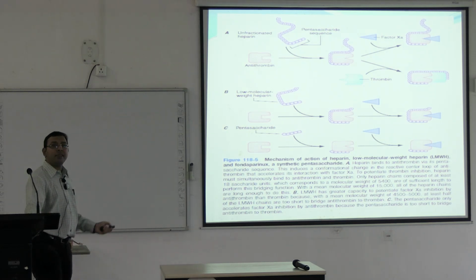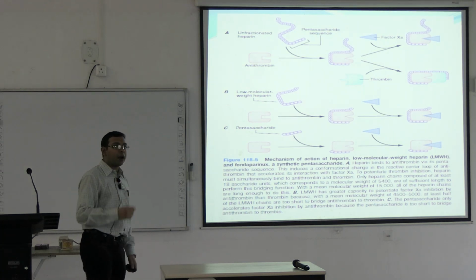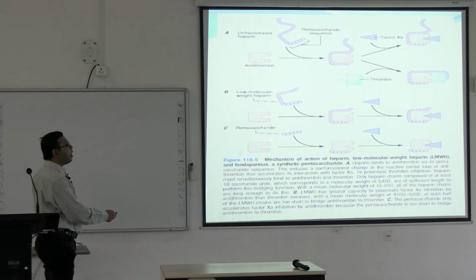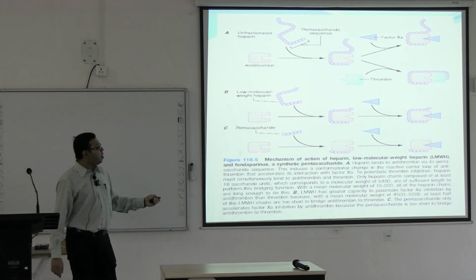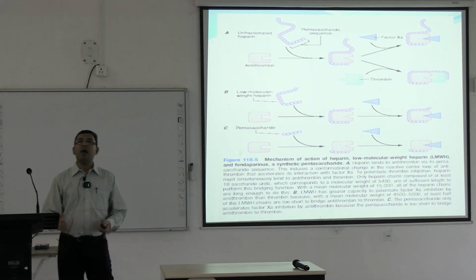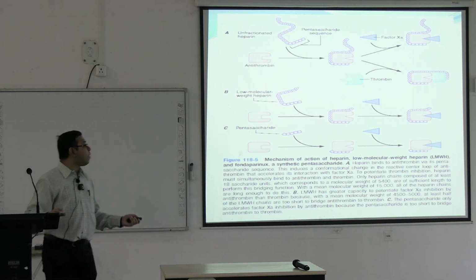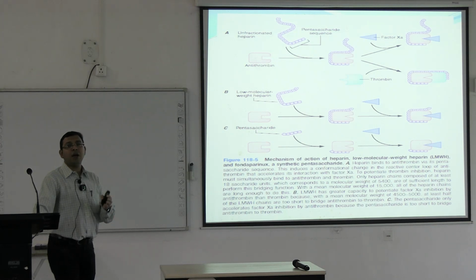Similarly, synthetic pentasaccharide molecules are also formed in the laboratory from the heparin that contains only this pentasaccharide part without any side chain. So again, when this pentasaccharide form attaches with the antithrombin, there will be conformational change and there will be more binding of factor 10A and its inhibition, and there will be very lesser inhibition of the factor 2A or thrombin.